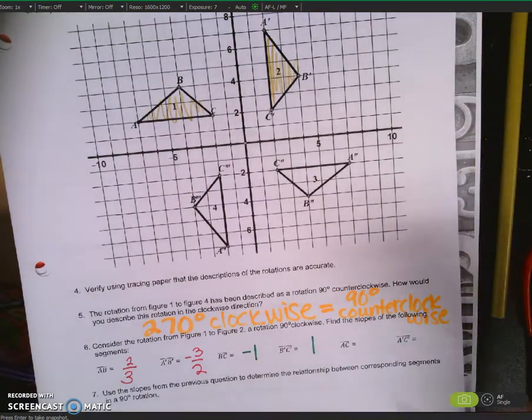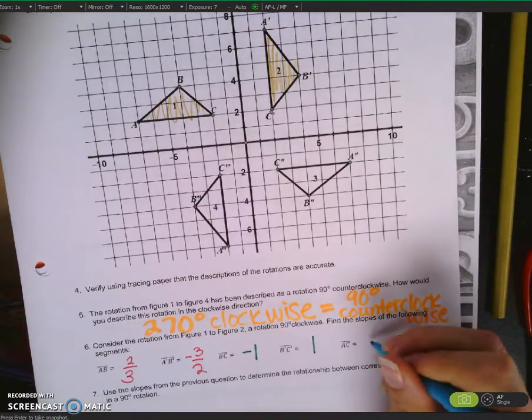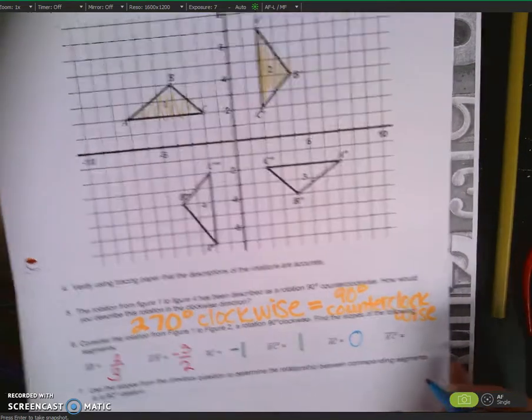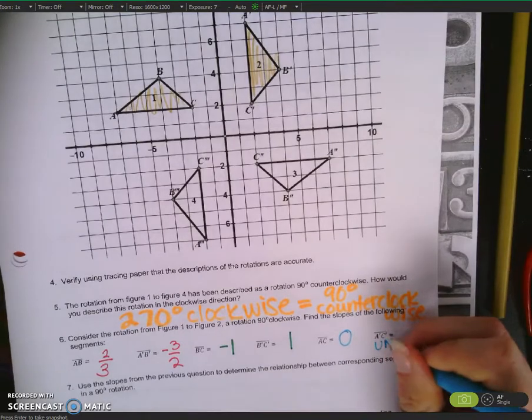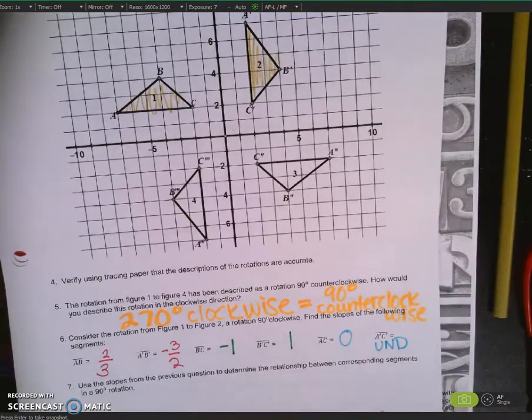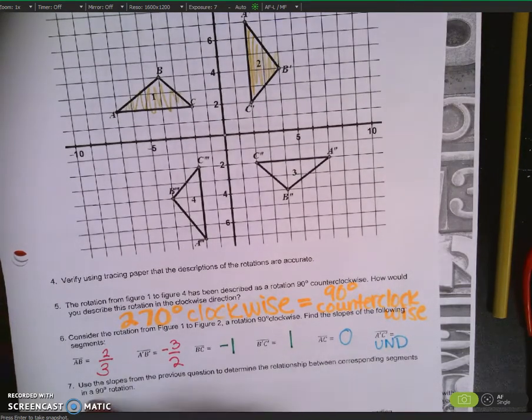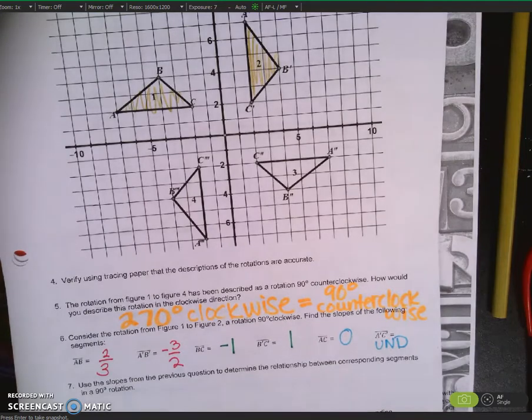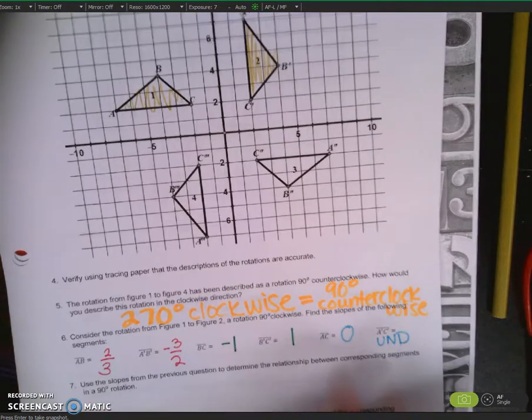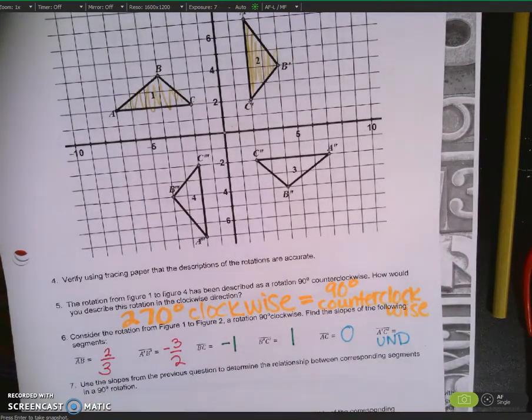What's the slope of segment AC? 0. And segment A prime, C prime? Undefined. Great. Use the slopes from the previous question to determine the relationship between corresponding segments in a 90-degree rotation. What do you notice about the numbers?